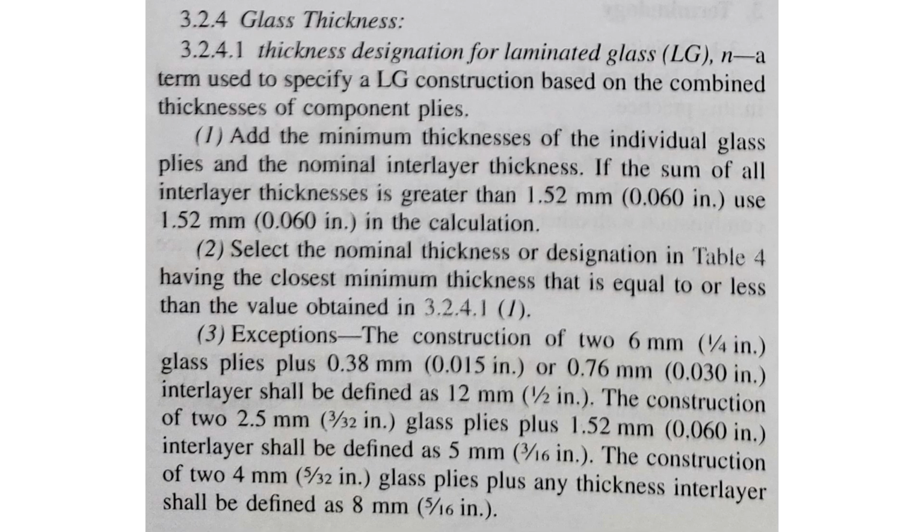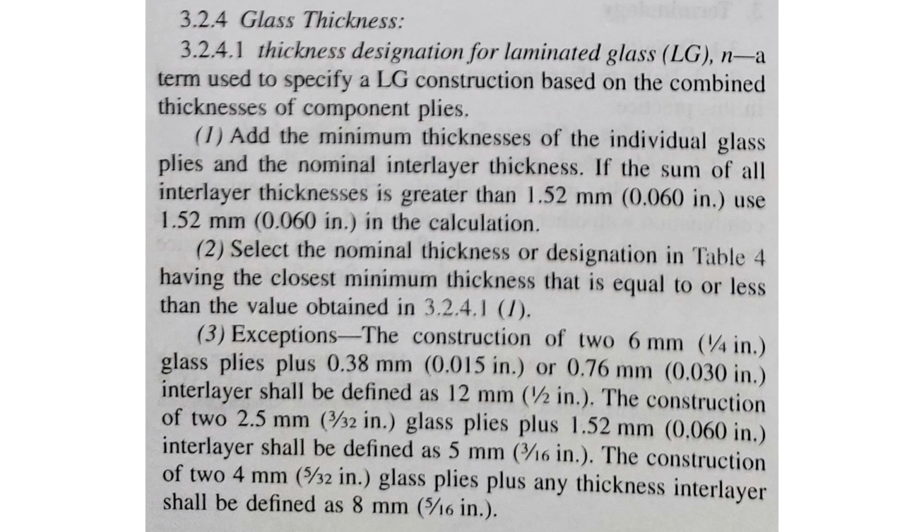Okay, if the sum of all interlayer thicknesses, so we're going to have to add the interlayer thicknesses, and that's the nominal. What does that mean? That's just what they call it. If they're calling it a certain thickness, regardless of the actual, if we took a little microscope and looked at the actual thickness and measured the exact thickness, that doesn't count. I'm just going to use the nominal thickness, whatever they call it. That's for the interlayer, though. Now it's going to be the minimum thicknesses of the individual glass plies. Okay.